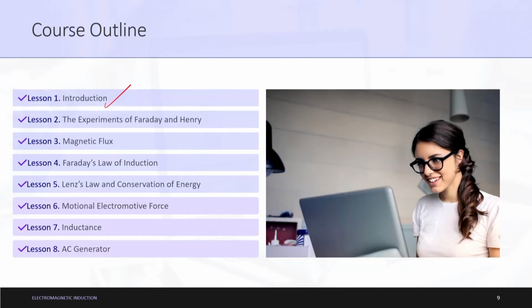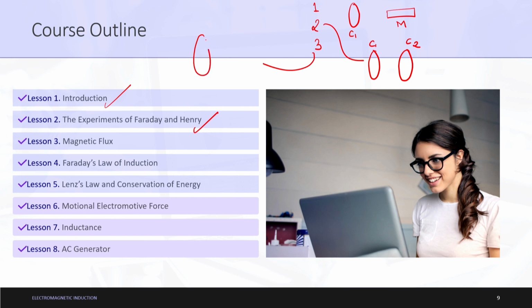Then next lesson we studied about the experiments of Faraday and Henry. There were 3 experiments to be very precise: experiment number 1, experiment number 2, experiment number 3. Experiment 1 involved a coil C1 with a bar magnet M. Let me denote the bar magnet by capital M. Then experiment number 2 had 2 coils, that is C1 and C2, and then experiment number 3 had again 2 coils, coil C1 and coil C2, but this time there was a tapping key involved.